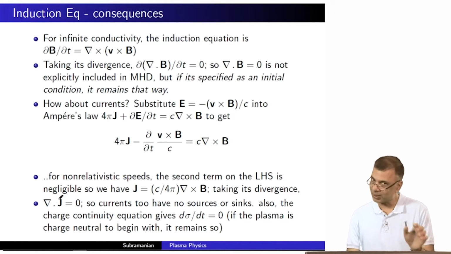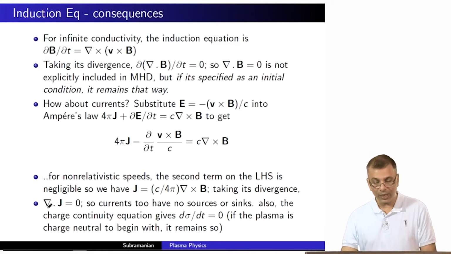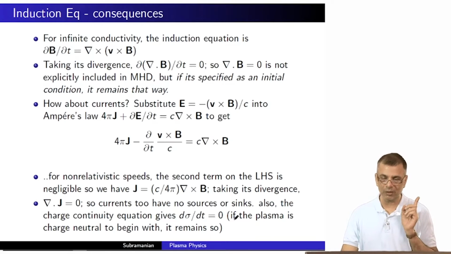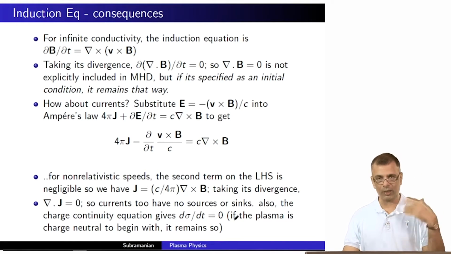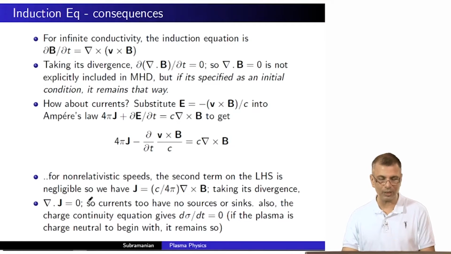Very, very strange, but these are things that you will need to get used to. And what is this? The fact that divergence of J is equal to 0, what is that telling you? It is telling you that if the plasma is charge neutral from an early time, it remains that way. MHD ensures that it will never acquire any charge. Okay, it is somewhat like this.